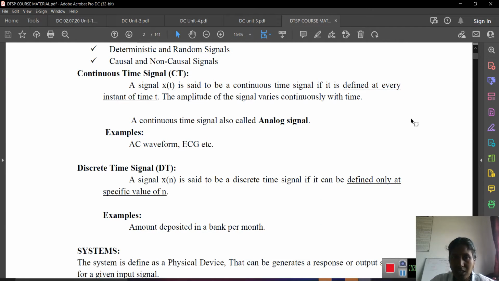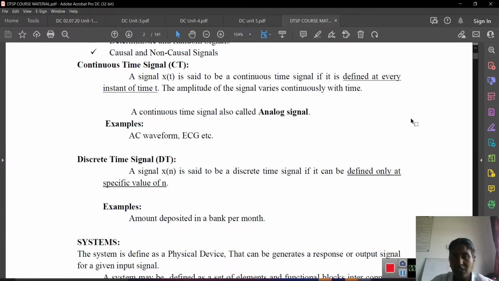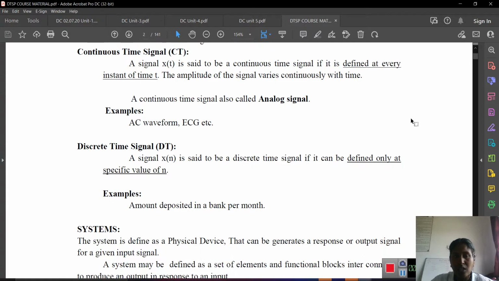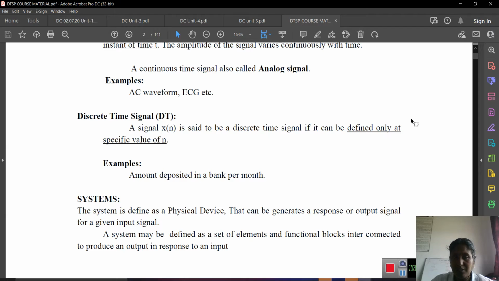A signal x of t is said to be a continuous time signal if it is defined at every instant of time t. The amplitude of the signal varies continuously with time. A continuous time signal is also called an analog signal. Examples: AC waveform, ECG, etc.